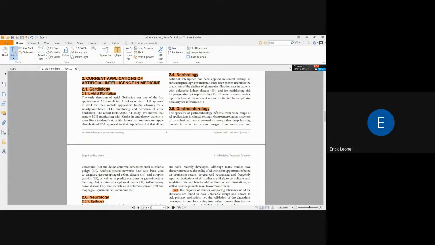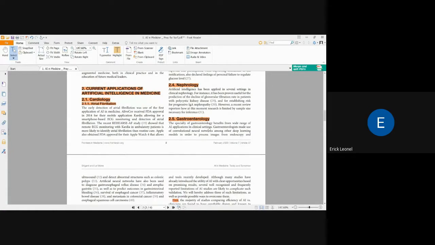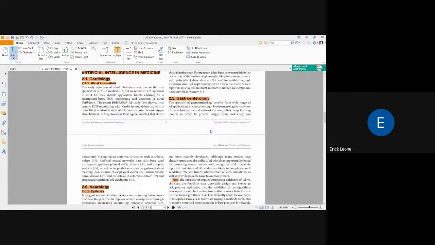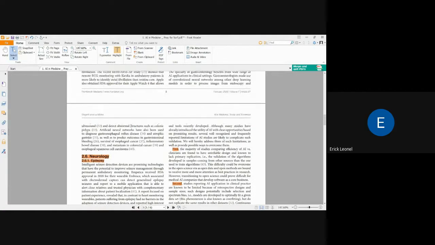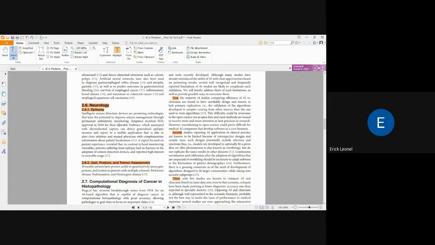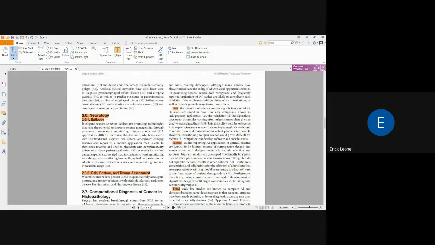They use convolutional neural networks, among other deep learning models, in order to process images from endoscopy and ultrasound, as well as artificial neural networks to diagnose gastroesophageal reflux disease, as well as to predict outcomes in cervical esophageal cancer. About neurology, we can mention that intelligent seizure detection is a promising technology. In addition, for gait, posture, and tremor assessment, wearable sensors have proven useful to quantitatively assess Parkinson and Huntington disease.